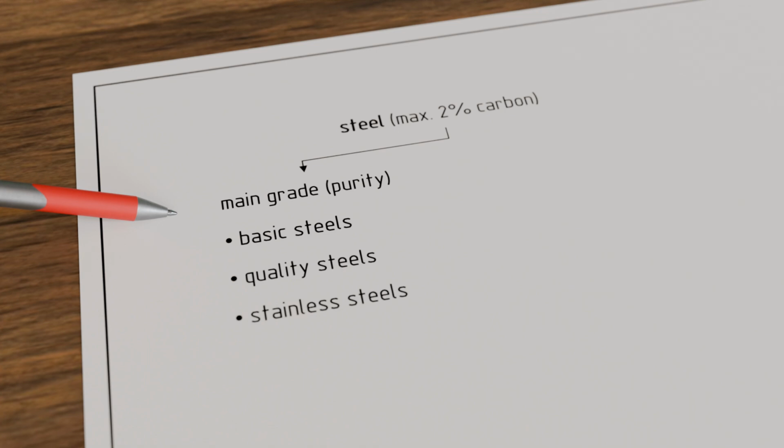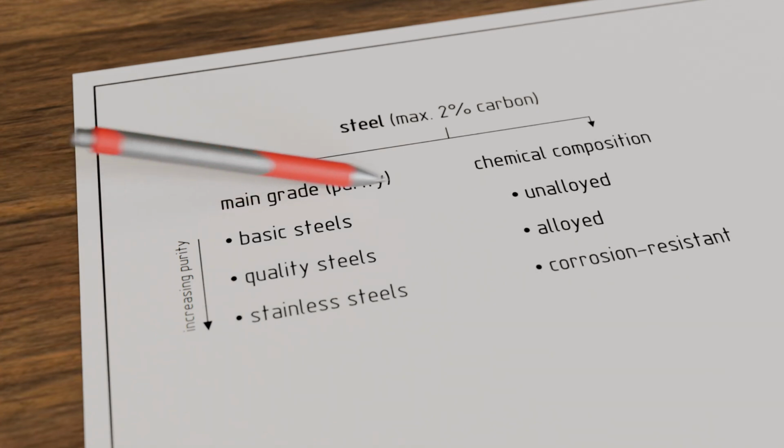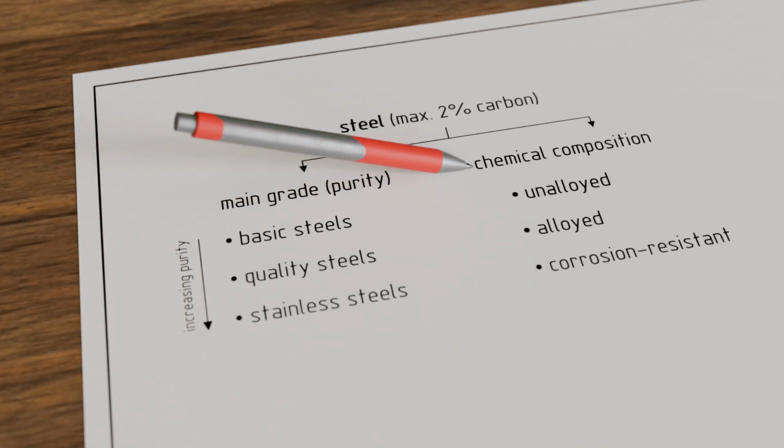In the early days of steel production, 3 grades were distinguished: basic steels, also called mass steels, quality steels, and stainless steels. The purity increases from basic to quality to stainless steels. The commonly used main steel grades today are defined somewhat differently. They first consider the chemical composition and its classification into non-alloyed, alloyed, and corrosion-resistant steels. Within the non-alloyed and alloyed steels, a further distinction is made based on purity into quality steels and stainless steels.